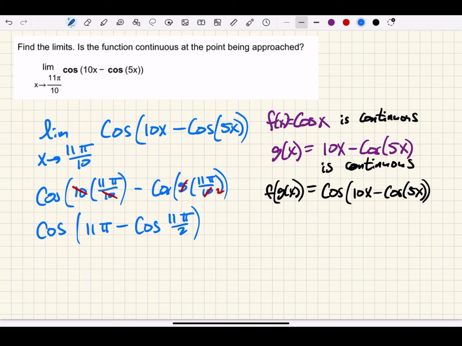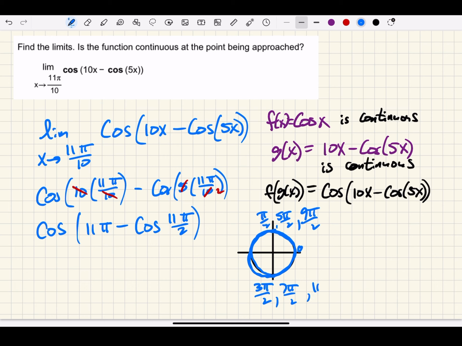Now the cosine of 11 pi over 2, let's look at a unit circle. The cosine of 11 pi over 2, we could draw by sweeping out around this unit circle. Here we would start at 0, and then here would be pi over 2, and then 3 pi over 2, and then continuing like this, 5 pi over 2, 7 pi over 2, 9 pi over 2, and then around again to 11 pi over 2. But really, as far as the cosine is concerned, at each one of these places, the cosine function value is 0.